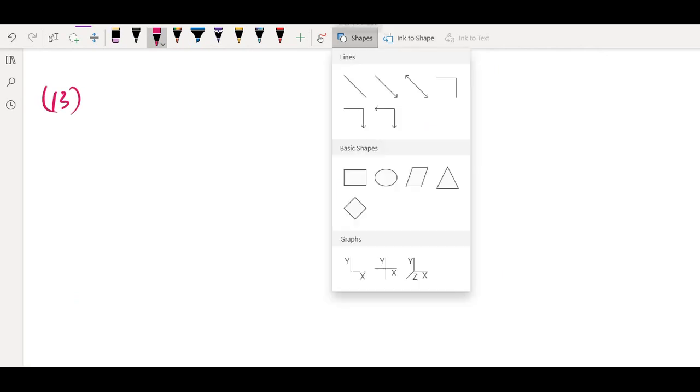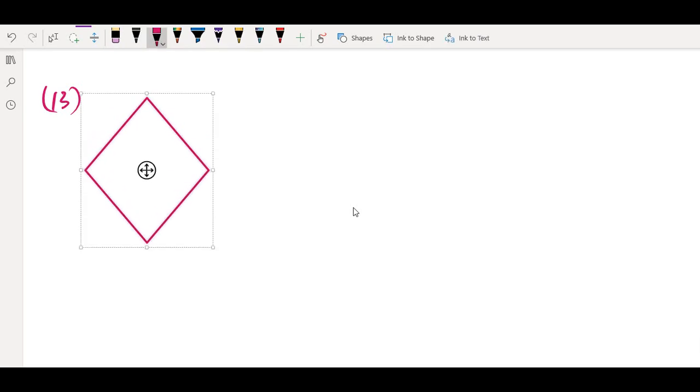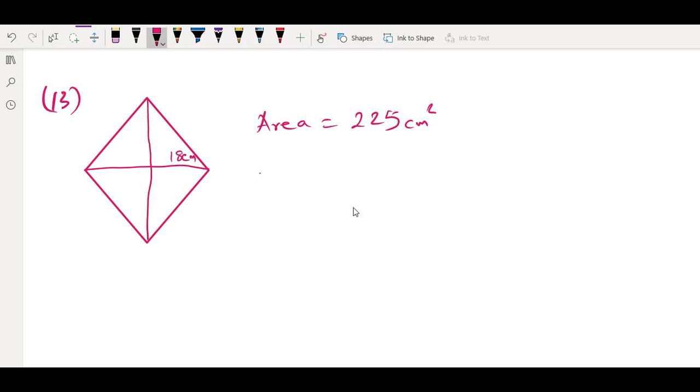So we have a rhombus, right? So the area is what? The area is 225 centimeters square. This diagonal is 18 centimeters. Find the length of the other diagonal, right? We know that the area of a rhombus when the diagonals are given is what?